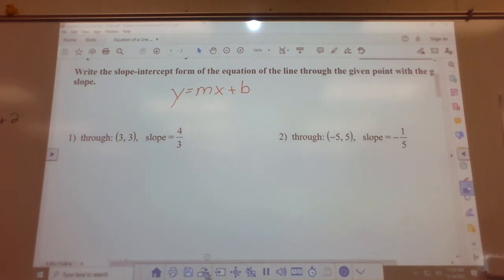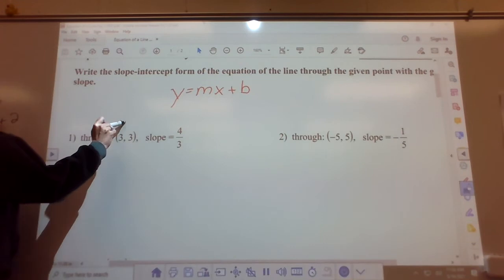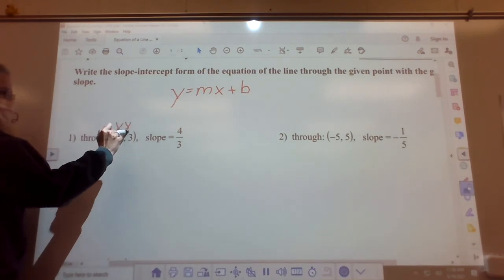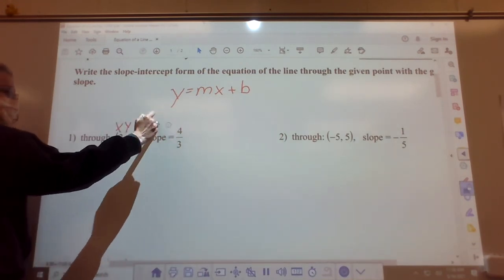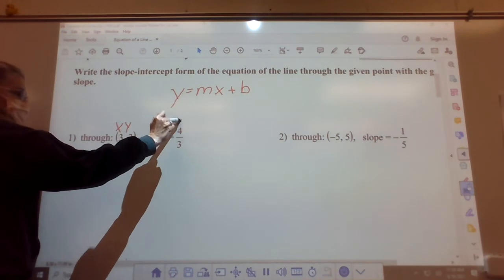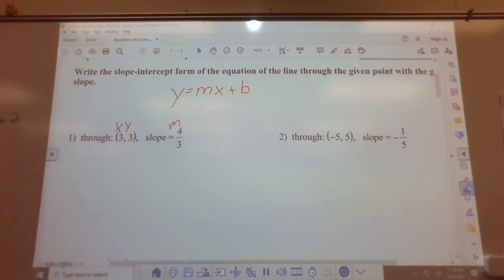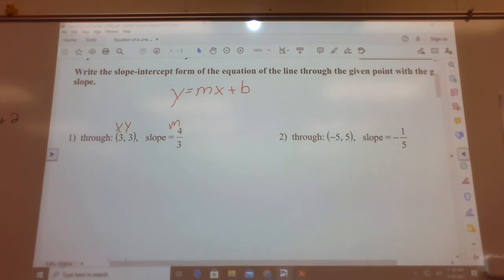So on number 1, we have a point. Anytime we have a point, it's an x and a y. So this is an x, this is a y. The slope is always the m. So this is an m. So when I'm looking at y equals mx plus b, what variable do I not have? What variable did I not give you? The b. You're missing a b. So that's what we're going to do first is solve for the b, which is the y-intercept.